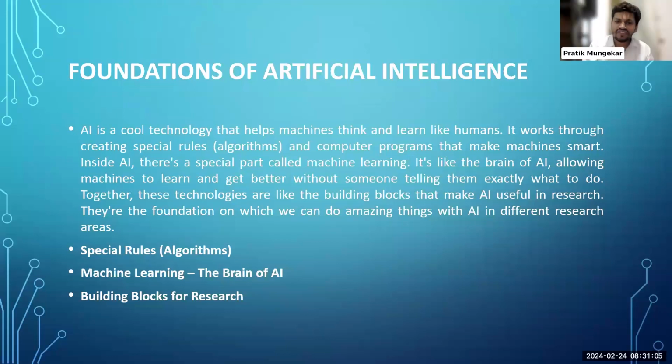So now, why is all of this important? These technologies, the algorithms and machine learning, are like the building blocks, the foundation that makes AI really useful in many fields. They are the tools that help us to do incredible things with AI across different areas of research. So imagine you have a smart friend who can learn and figure things out on their own, similar to how you learn from experiences. So that's what artificial intelligence tries to make machines do: be smart and learn without us having to explain every little detail.